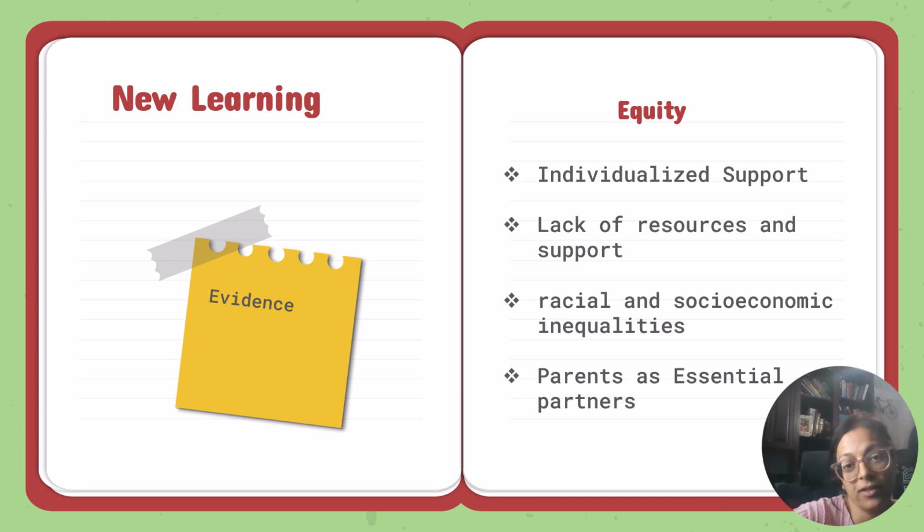Equity in education is about ensuring every student gets the resources and support they need to succeed, no matter where they come from or what challenges they face. So this means recognizing that each student has different needs and making changes to the system to help close those gaps. So obviously providing individualized support to meet diverse needs. It includes early intervention starting from birth, if necessary, specialized instruction and accommodations.